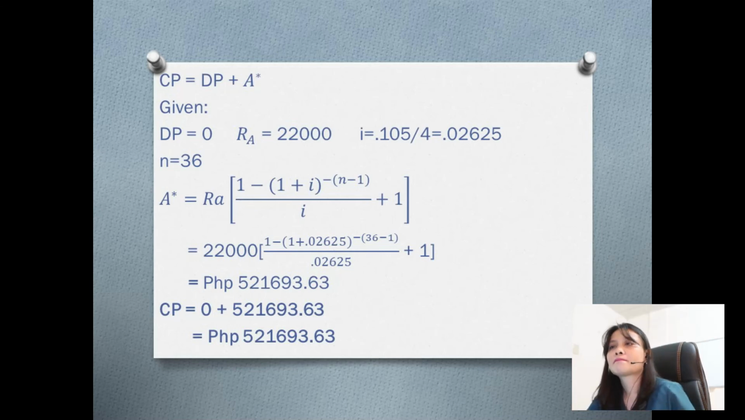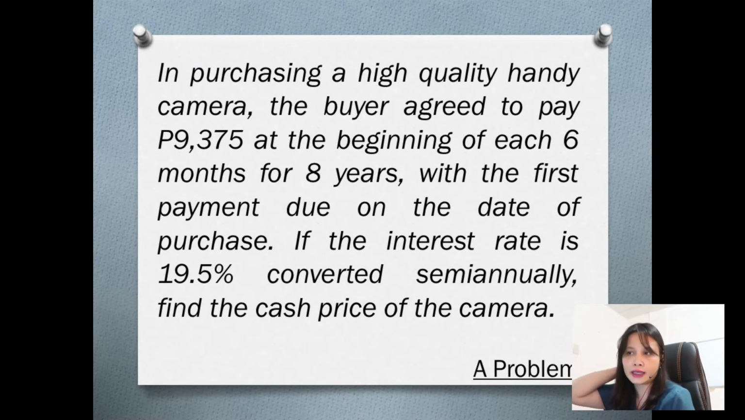Okay. So in purchasing a high-quality handy camera, the buyer agreed to pay 9,375 at the beginning of each 6 months for 8 years, with the first payment due on the date of the purchase. So meaning, at the beginning. If the interest rate is 19.5% converted semi-annually, find the cash price of the camera. Again, how do we solve for the cash price of the camera? What's the formula that we need to apply?